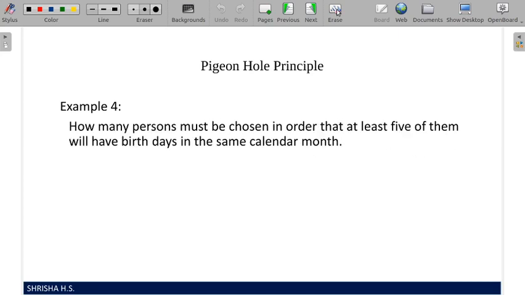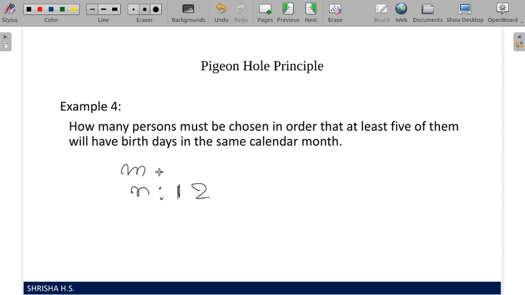Example 4. How many persons must be chosen in order that at least five of them will have birthdays in the same calendar month? There are persons, or you can take birthdays, and calendar months. What is the pigeon's nest here? The calendar months, and there are 12 of them. So you should fit birthdays into calendar months.